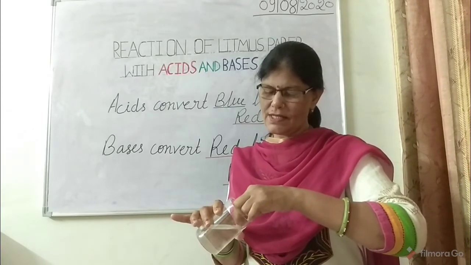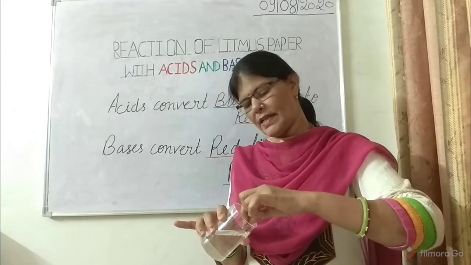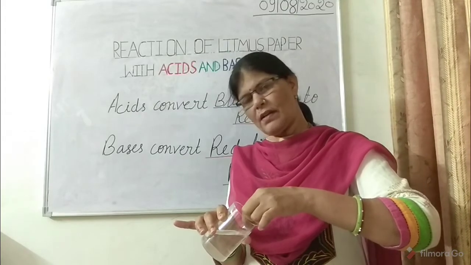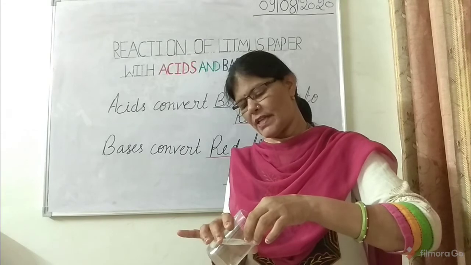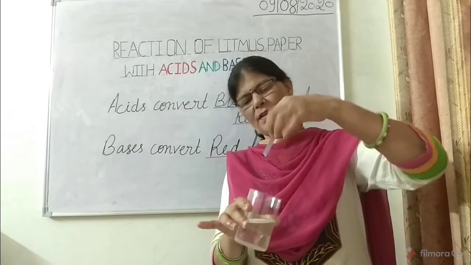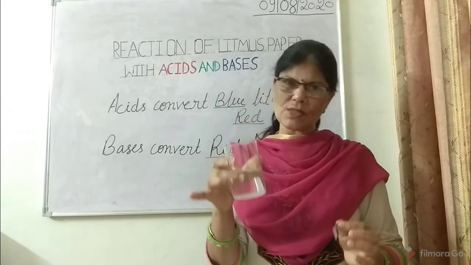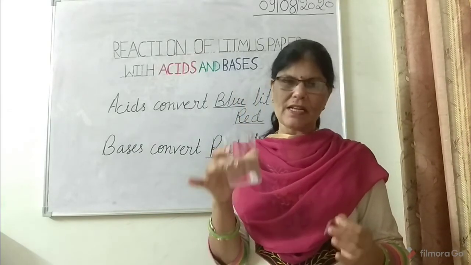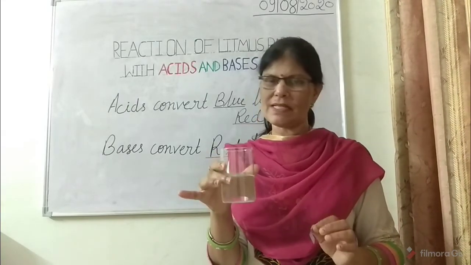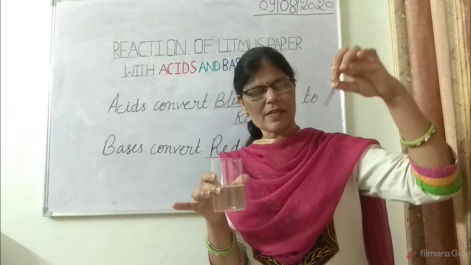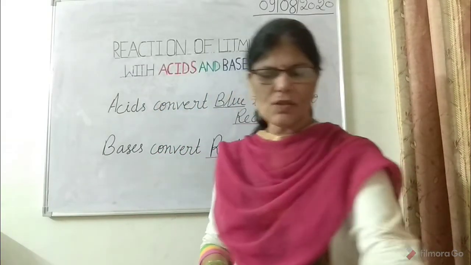is getting changed into blue. I have taken red litmus paper, but the color of the red litmus paper is changed into bluish violet color. It means baking soda contains base, or we can say baking soda is basic in nature, as it converts red litmus paper into blue.